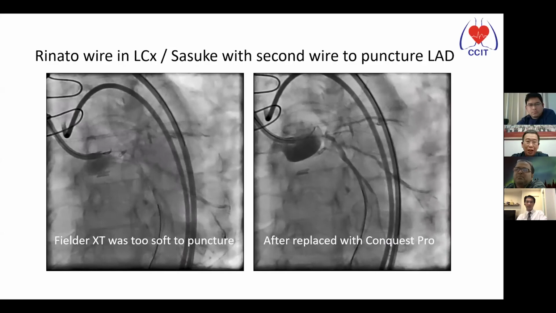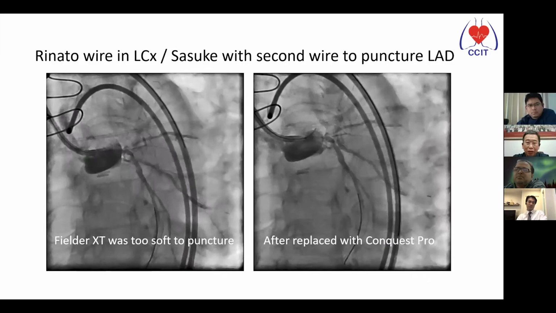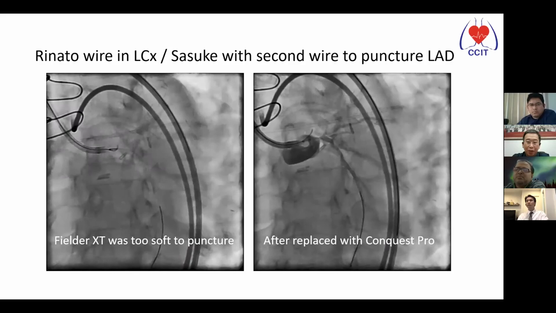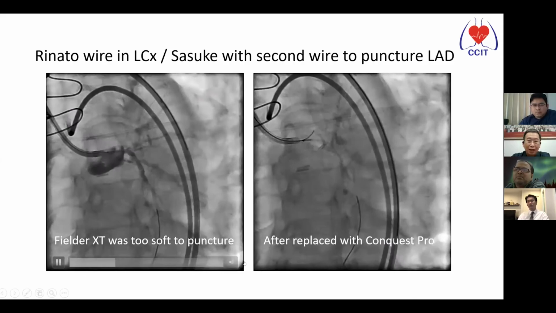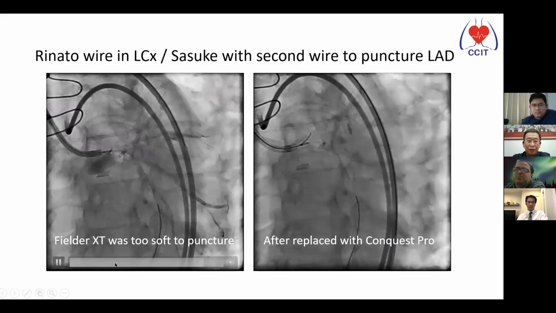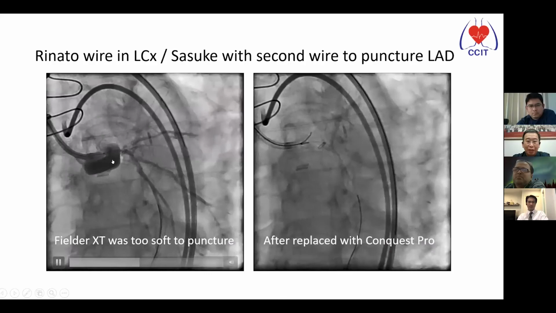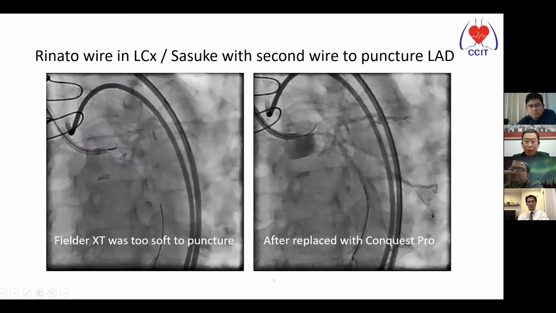We put a workhorse wire into the left circumflex, but the workhorse wire could not go too deep. It just reached the mid part of the circumflex and could not go further, but we can use this for anchoring for the dual lumen catheter. The first guide wire that I used in the side hole was the Fielder XT, but it looked too soft and looked like it would prolapse after we tried to puncture at the stump of the LAD. So I changed to the Conquest Pro.